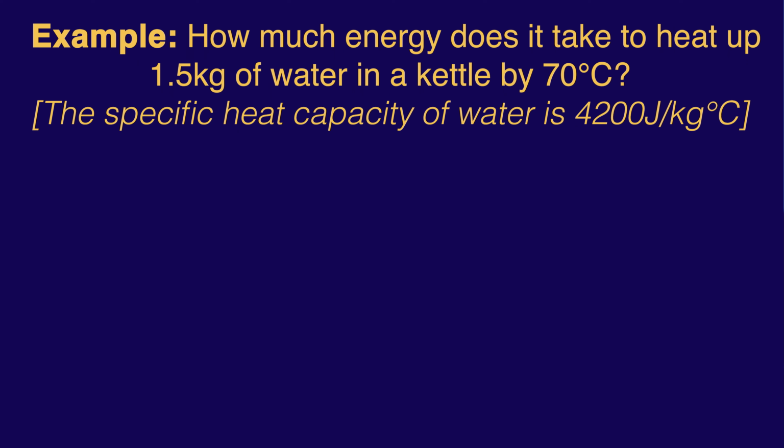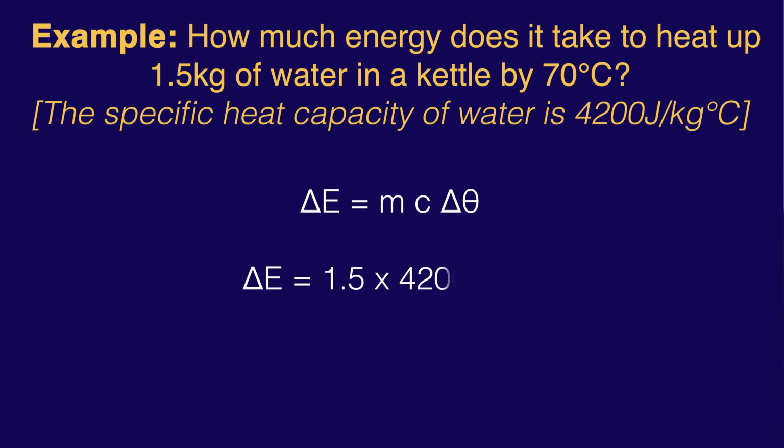As always, we start with the equation. E equals mc delta theta. We're trying to find the energy, so that remains as E. The mass m is 1.5 kilograms. The specific heat capacity of water, c, is 4,200 joules per kilogram per degree C.